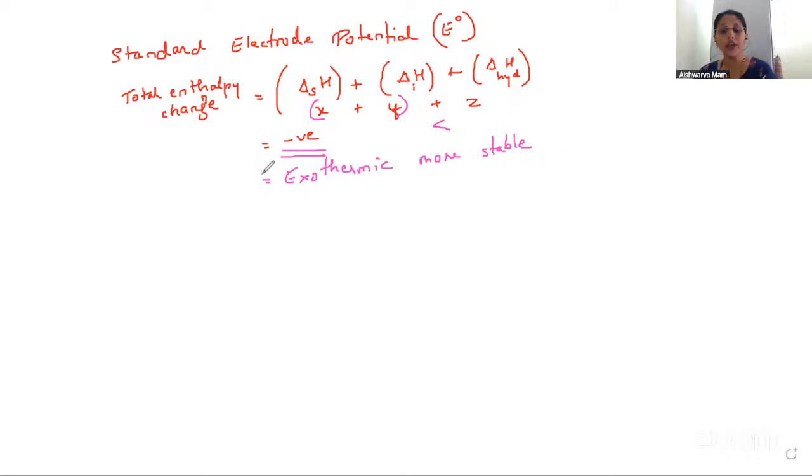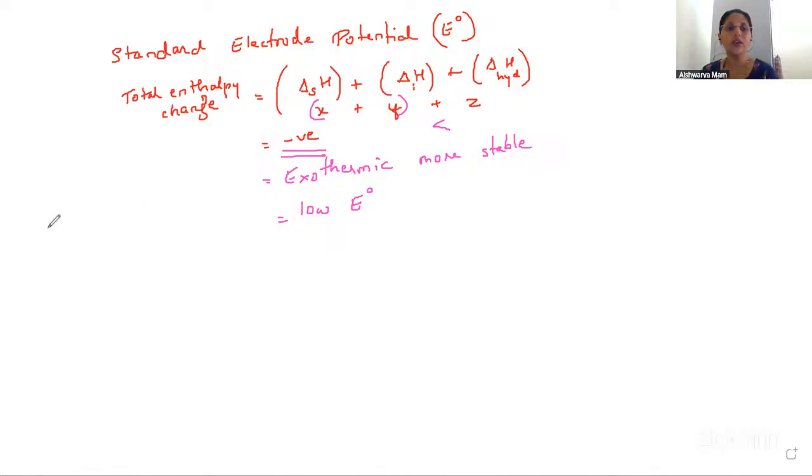So if the total enthalpy change is more negative, the ion becomes still more stable. Such ions will have very low SEP. So if the total enthalpy change is very, very negative, then the ion becomes more stable, and such ions will have the lowest values of standard electrode potentials.